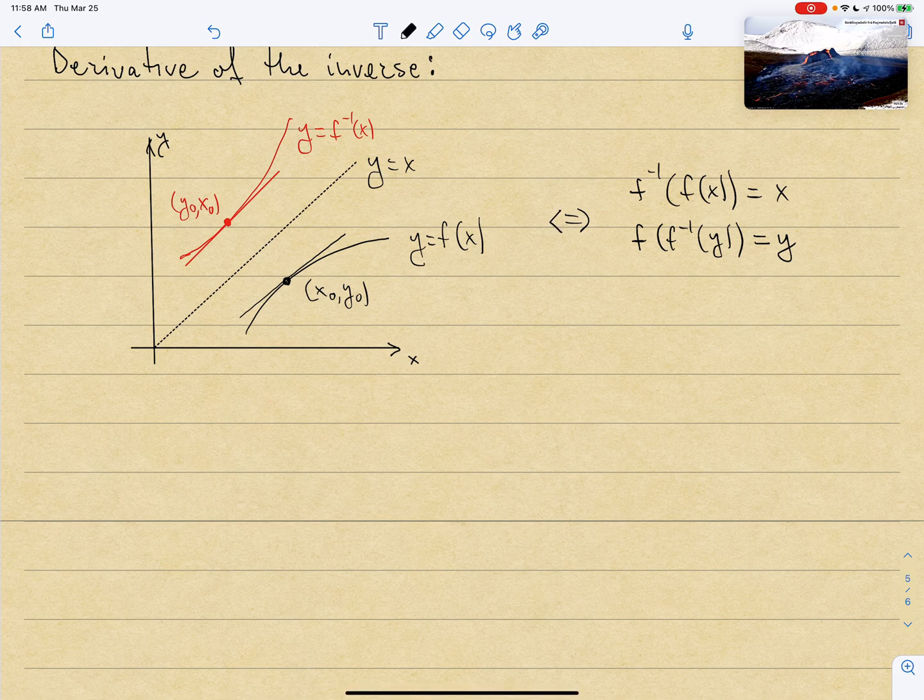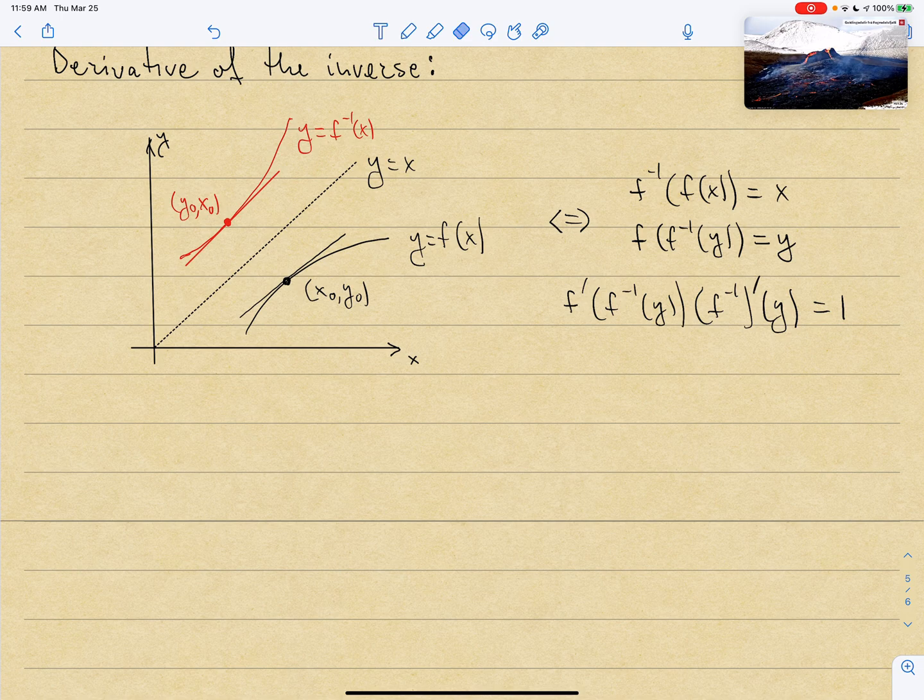And from those properties, we can actually see, for instance, if I use the chain rule and take a derivative of the second property, then what I'm going to get is f prime of f inverse of y, right, times f inverse prime of y. This has to be the same as the derivative of y with respect to itself, and that is equal to 1, right?